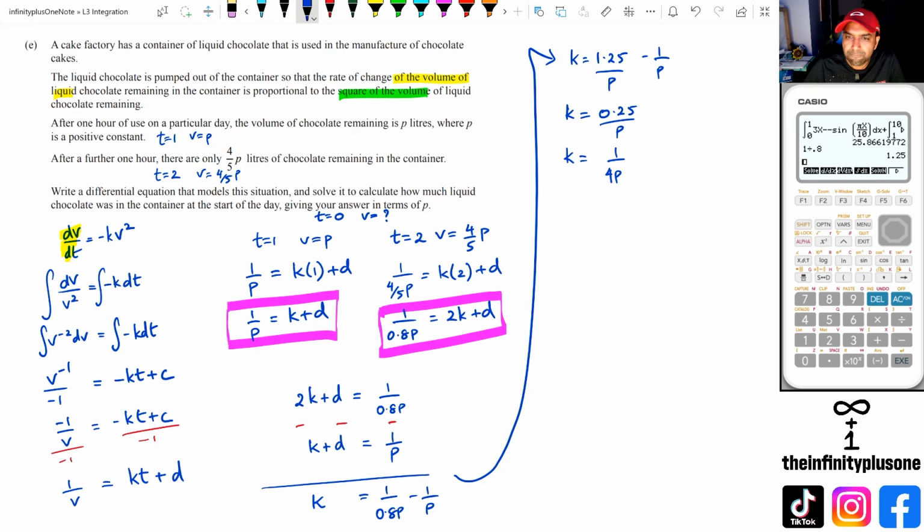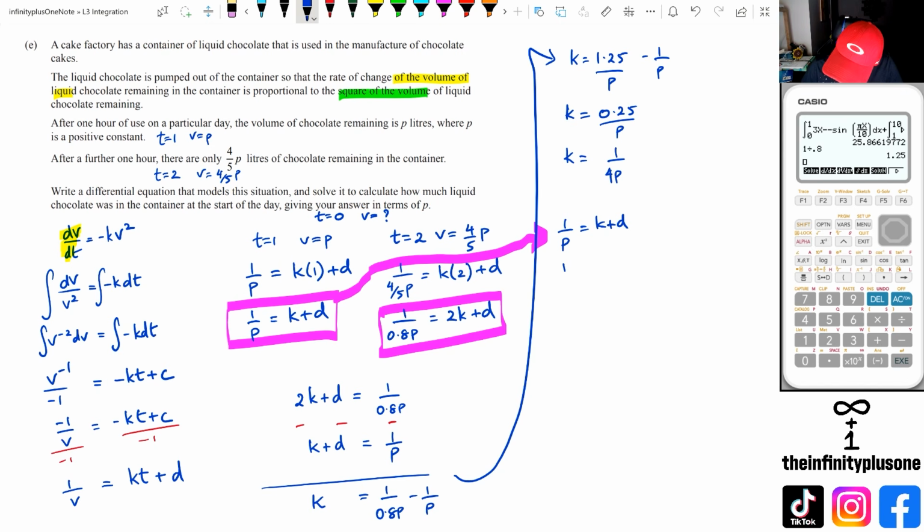Now that I have k equals 1 over 4P, I can figure out what the letter d stands for. Because in one of my equations, I've got 1 over P equals k plus d. So remember that this equation is from here.